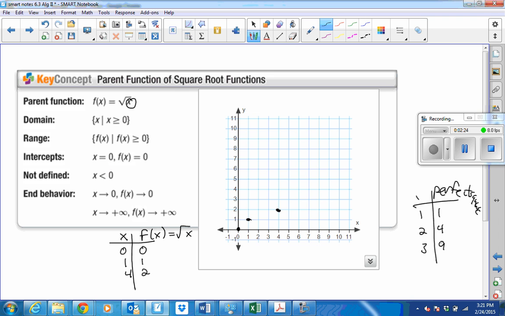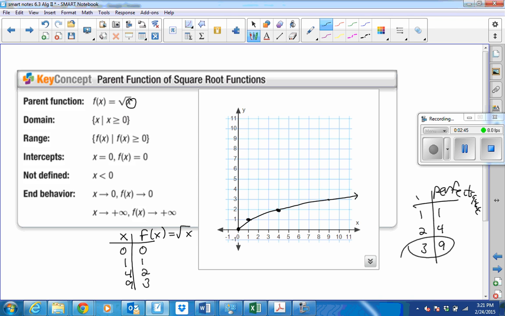What's our next perfect square? Well, over here we have that our next perfect square is 9, and if we plug in 9 for x, we get the square root of 9 is 3. And so our parent function starts here at the origin, and it curves up ever so slightly, and just does like half of a parabola.